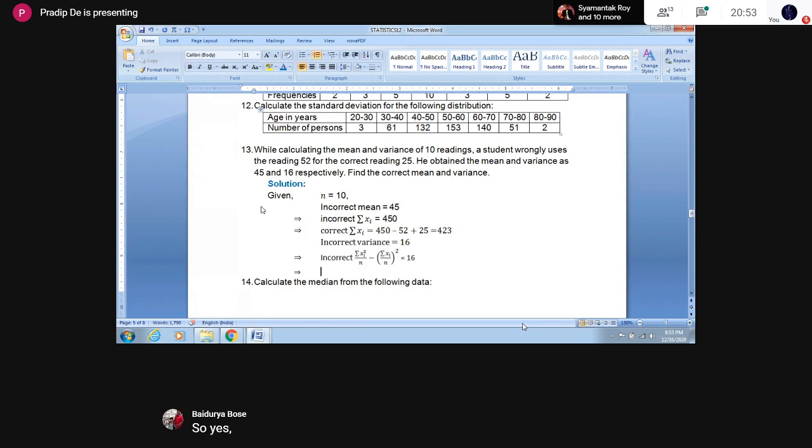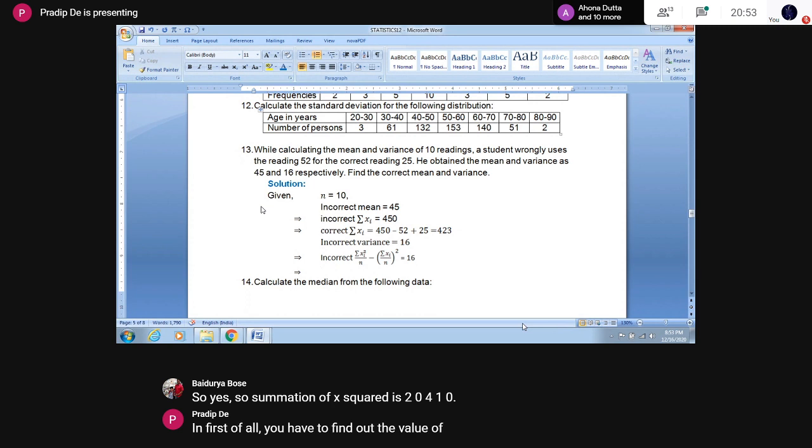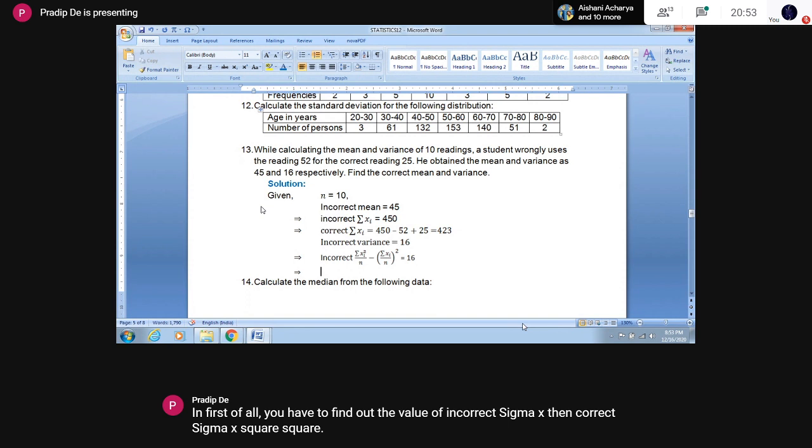So, yes, the summation of x squared is 20410. First of all, you have to find out the value of incorrect sigma x square, then correct sigma x square, and find out the correct variance. That is a step.